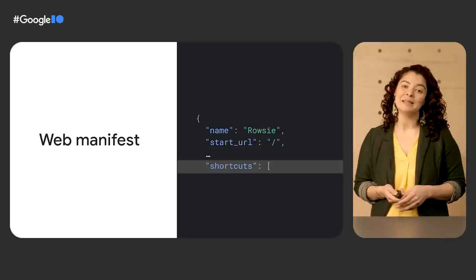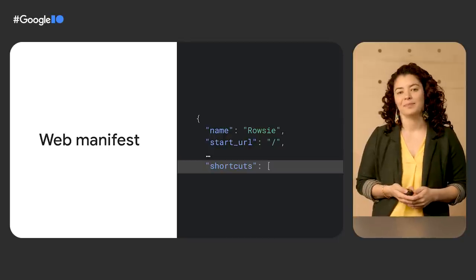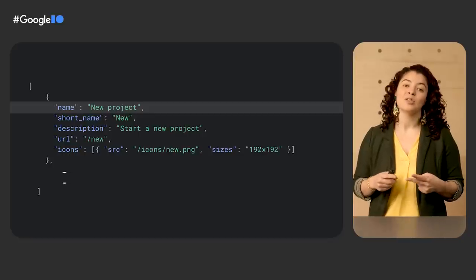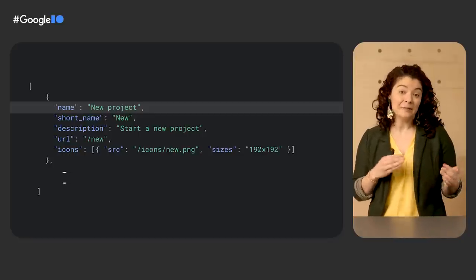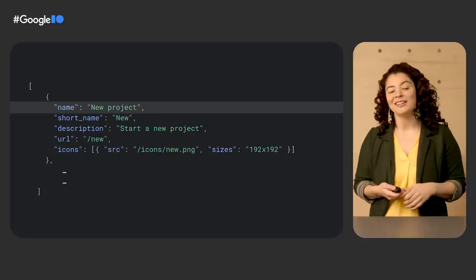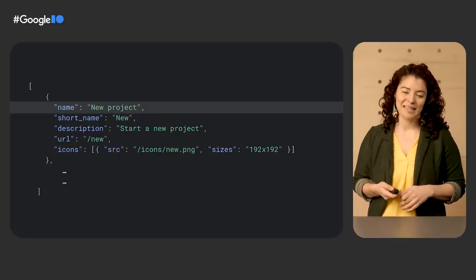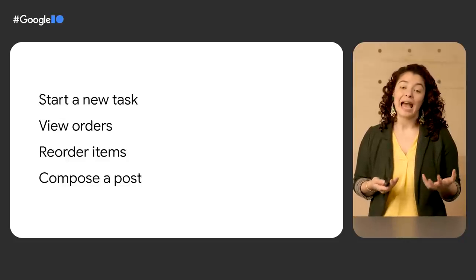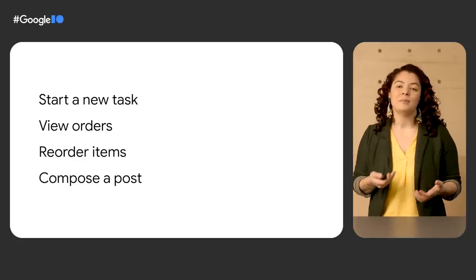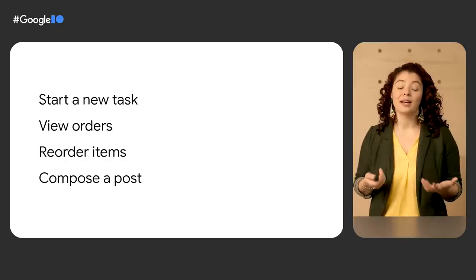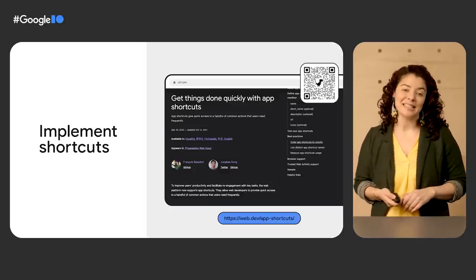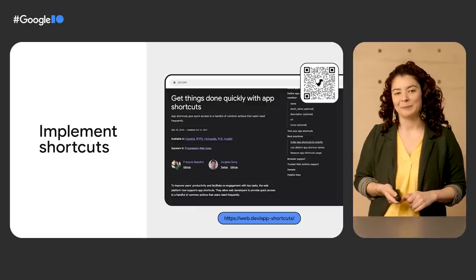In PWAs, they are implemented via the manifest member shortcuts. It is an array where you define each shortcut by specifying their name, short name, icons. These fields will form the menu that the user sees, and we also specify a description and the URL that the shortcut goes to. In general, think about providing shortcuts for actions users frequently do, depending on your app, of course. Some examples could be start a task, view orders, go to your cart, compose a post, and many more. To find the exact implementation details and browser support, follow the link on the screen.